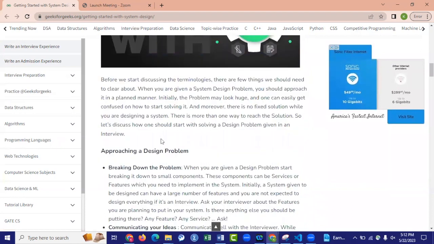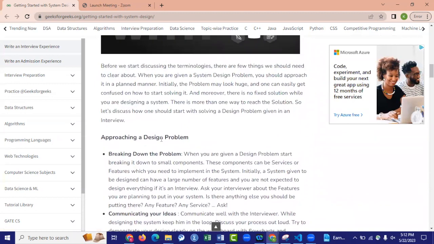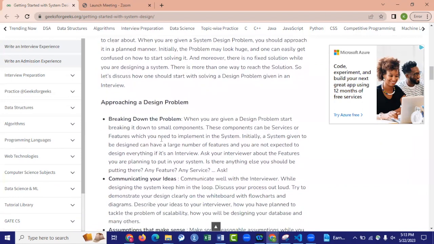So coming to how to approach the design problem. Whenever you are given different kinds of system design problems, the first thing is to break down the problem. When you're given a design problem, start breaking it down into small components. These components can be services or features which you need to implement in the system. Initially, a system to be designed can have a large number of features, and you are not expected to design everything if it's an interview. Ask your interviewer about the features you are planning to put in your system. If there is anything else you should be putting there, any feature, any service, just ask them.